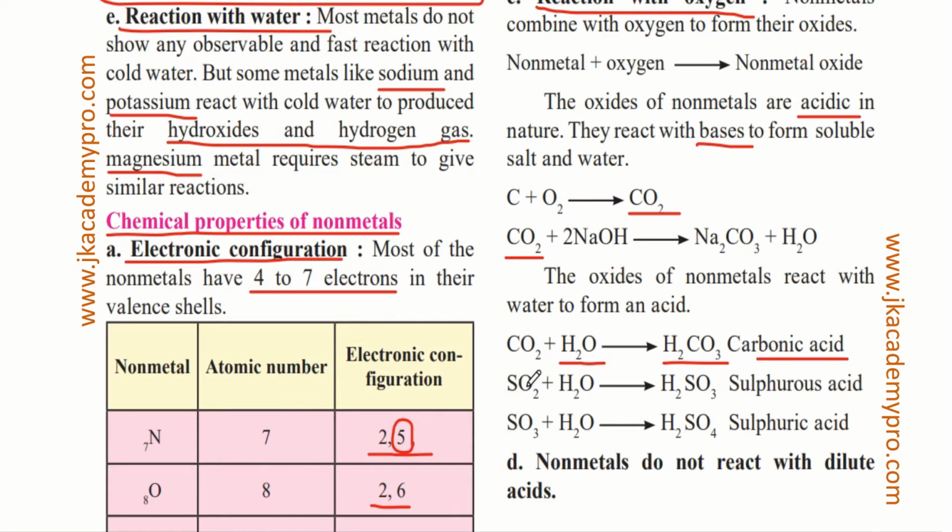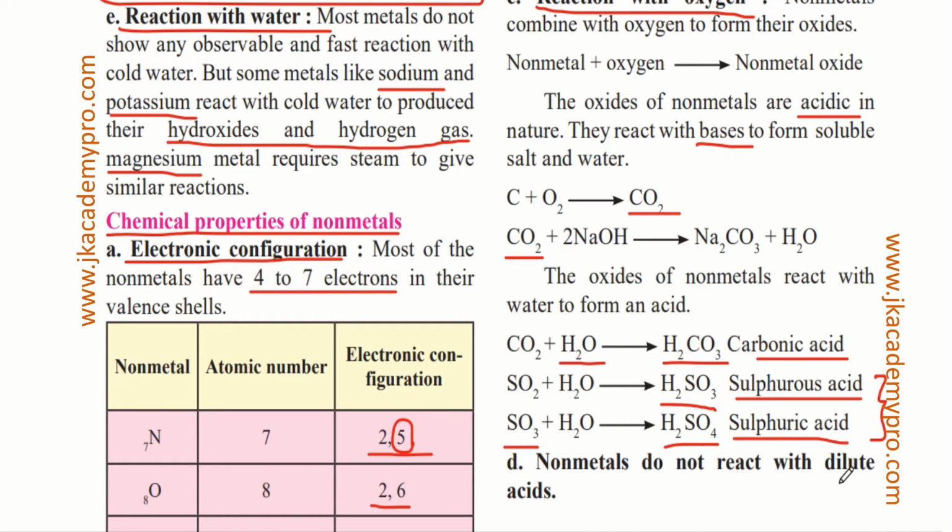SO2 is the oxide of sulfur, and this on reaction with water gave us H2SO3, which is sulfurous acid. SO3, which is another oxide of sulfur itself, on reaction with water gave us H2SO4, which is sulfuric acid. So even though these are oxides of the same non-metal, they gave us different acids because they are different oxides.